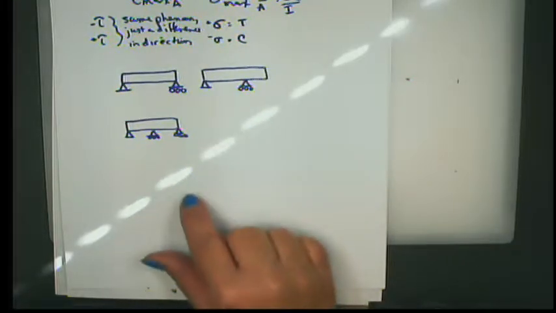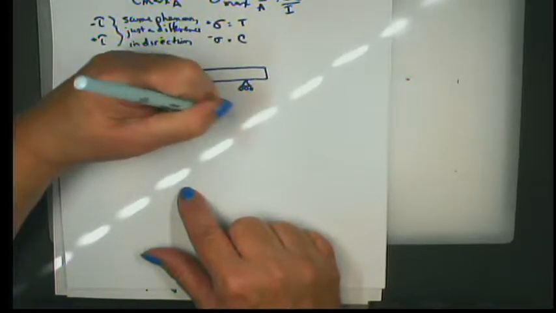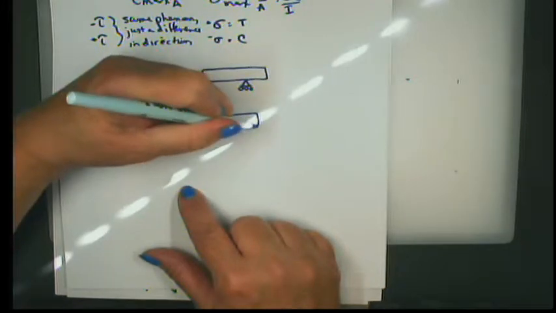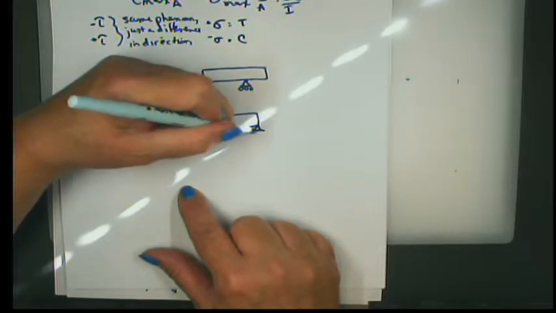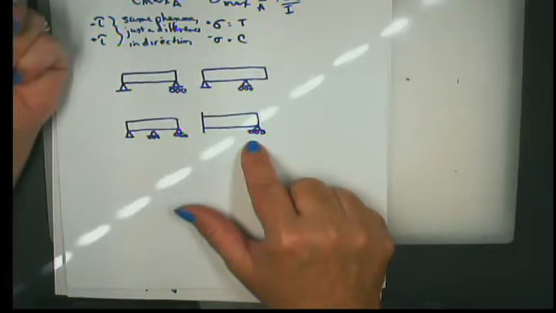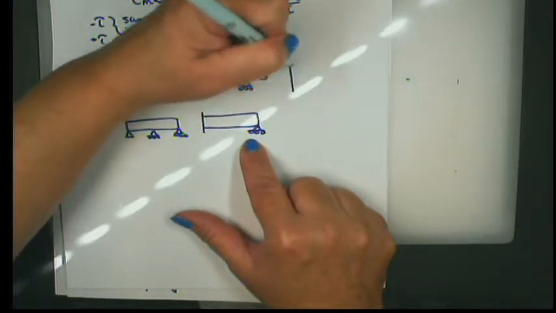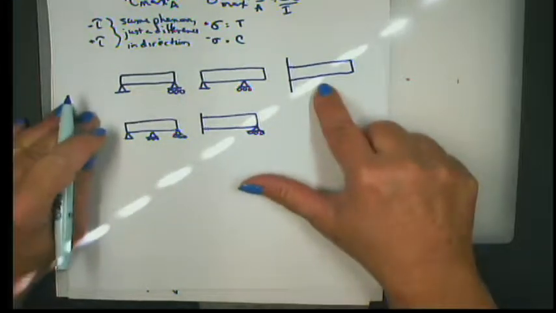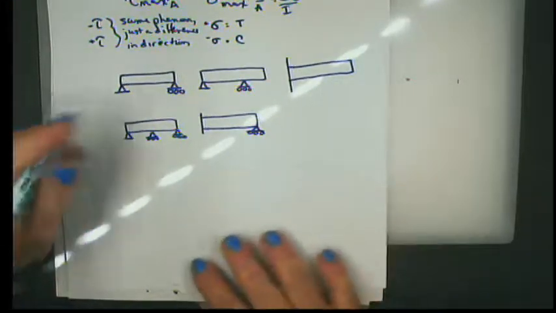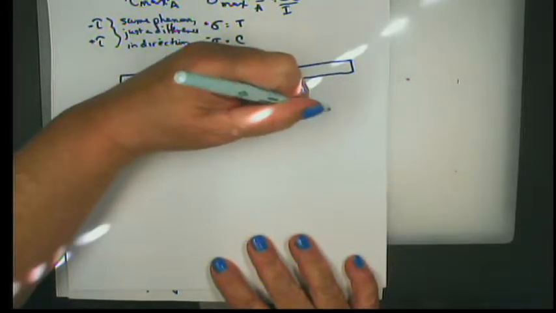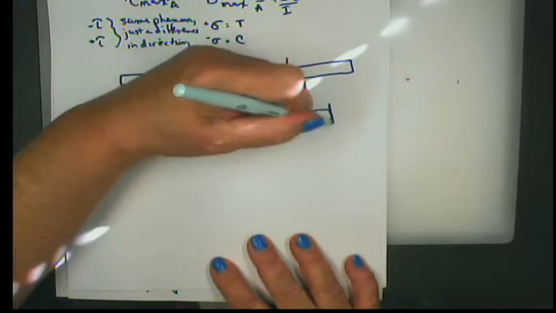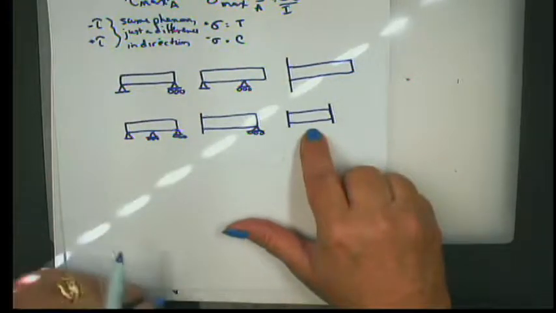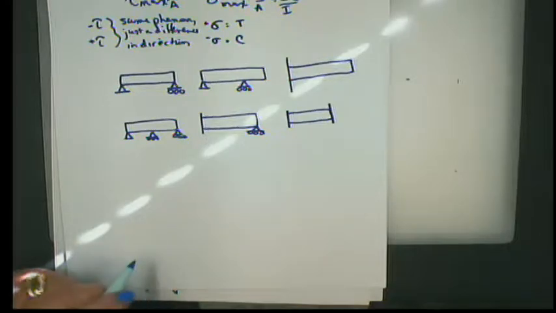We also have a beam that can be fixed at one end and supported at another, like this. Then we have a beam that's extruded from a wall. This is referred to as a cantilever beam. Or we have a beam that is rigidly fixed into two walls, and that's just called a fixed beam.